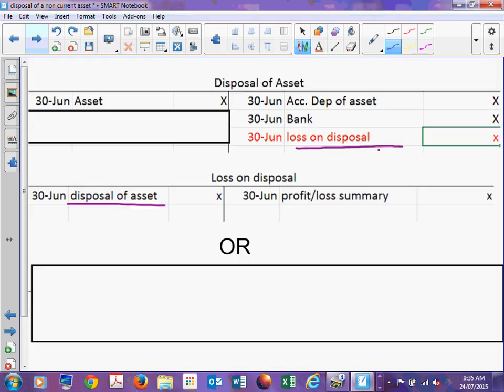So draw your disposal account and your loss on disposal account. You can use your one from before with the bank. I think that's probably easier. We don't have a loss of disposal. No, you don't. You need to draw the loss on disposal, but you do have a disposal account.